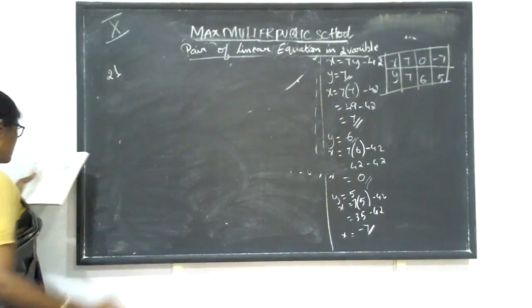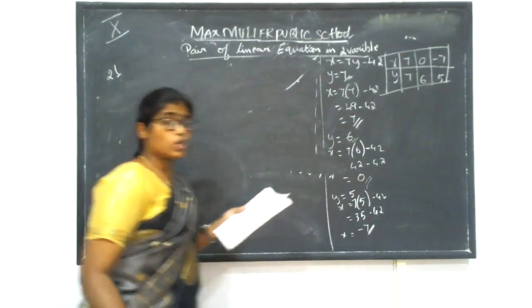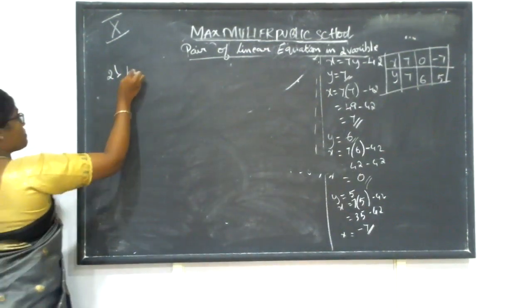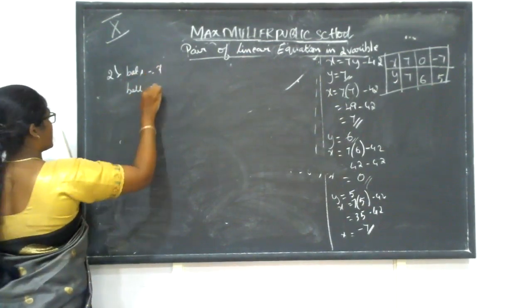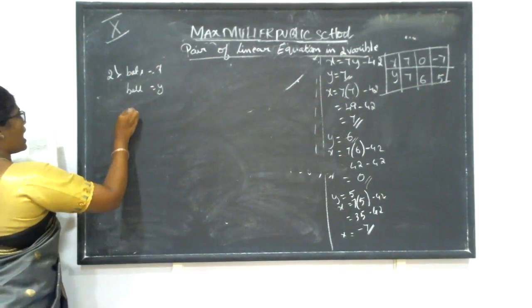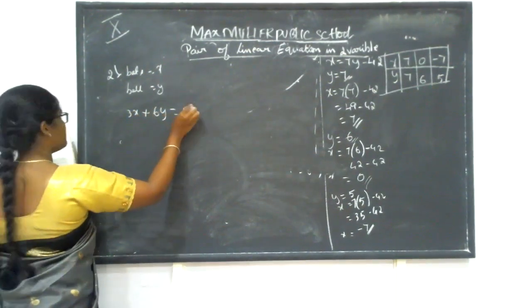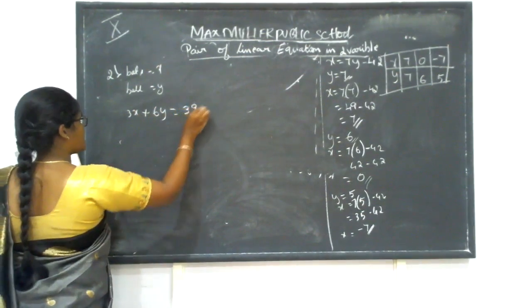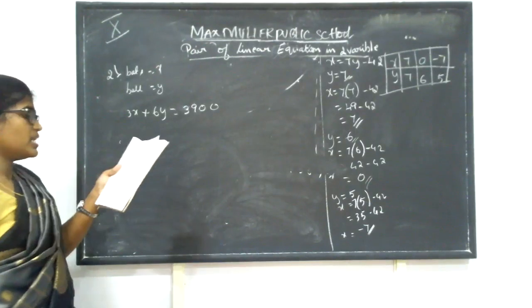Let me read the question. The coach of a cricket team buys 3 bats and 6 balls. So you have two things here. One is bat and another one is ball. So bat is X, ball is Y. So you have 3x plus 6y is equal to 3,900.